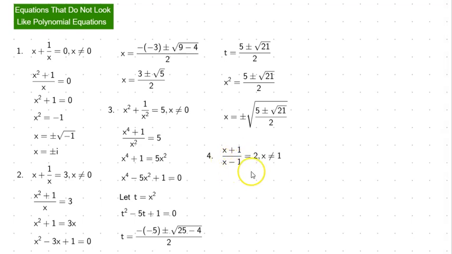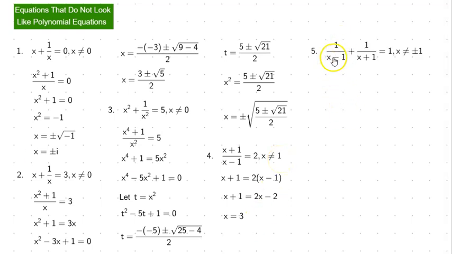x plus 1 divided by x minus 1 equal to 2. Now here x cannot be equal to 1. Otherwise, in the denominator we end up with 0. So x plus 1 equal to 2 times (x minus 1). x plus 1 equal to 2x minus 2. Simplifying it, we get x equal to 3. And it is not equal to 1.